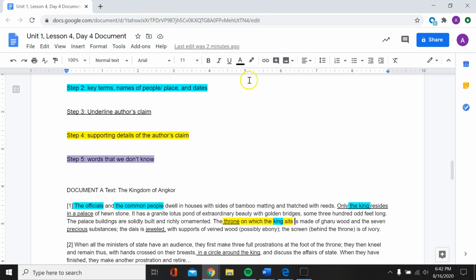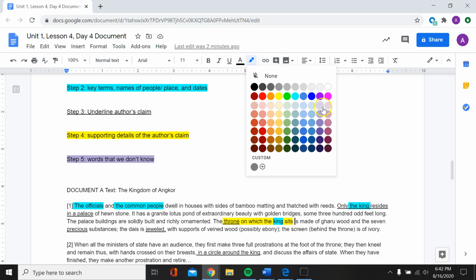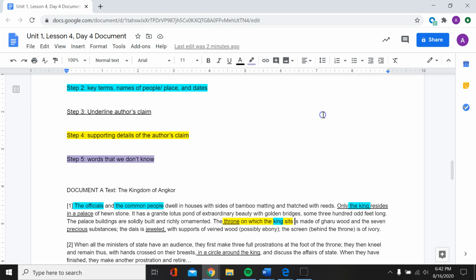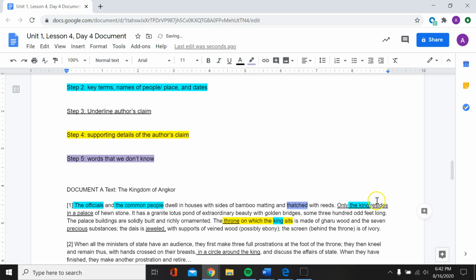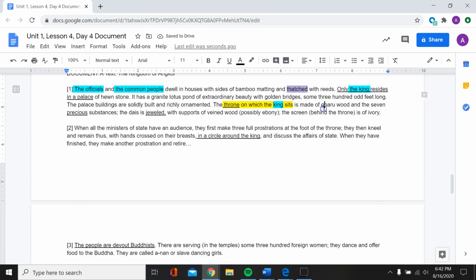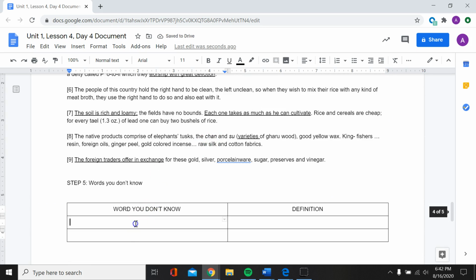And our last step, we are going to be looking for the words that we do not know. So I'm going to go ahead and get our lilac again. You guys can follow my mouse right now, and we're going to scroll through here, and I'm seeing matting and thatched. Well, most of us know what matting is, but thatched might be a new one for some of you, so I'm going to go ahead and highlight it. To be perfectly honest, I wasn't 200% sure on what thatched was either before I looked it up for this reading. So I already have our box down here for us. I'm going to put thatched.